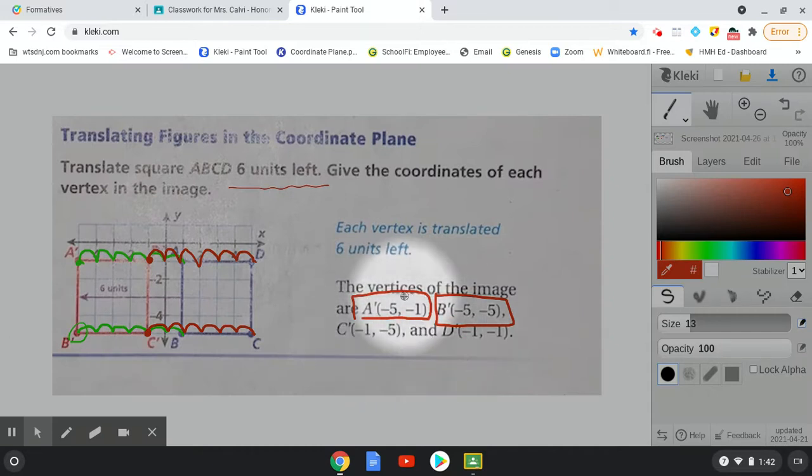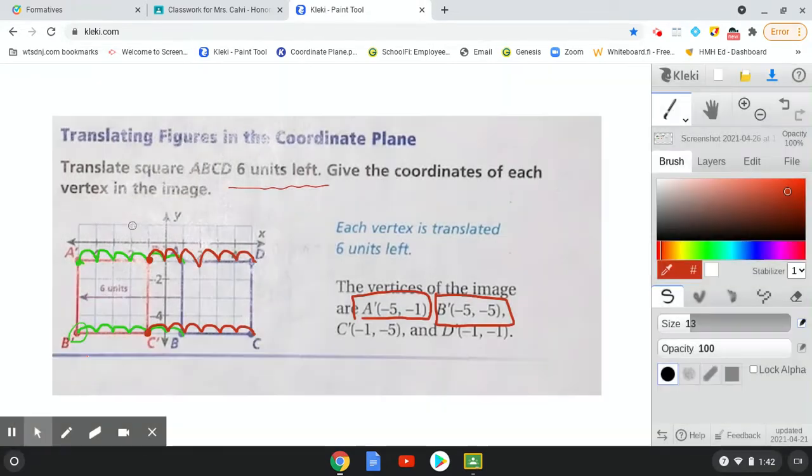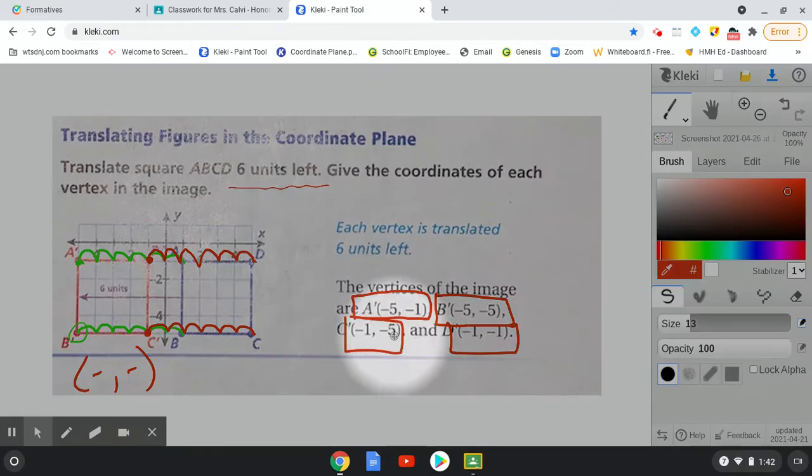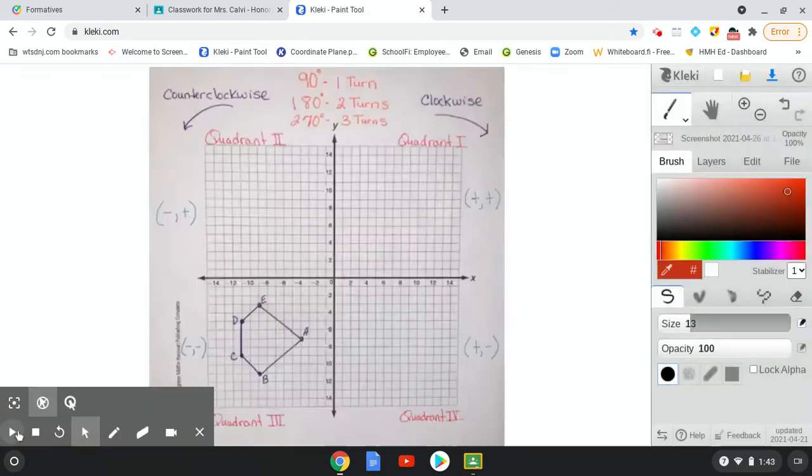Now, in a previous video, we talked about, if you notice, this figure is all located in quadrant 3. And in quadrant 3, your coordinates should be negative, negative, which means all of these ordered pairs should be negative, negative, which they are. That's kind of a quick double check. So if you had any positive coordinates, you know that's a red flag. You did something wrong.